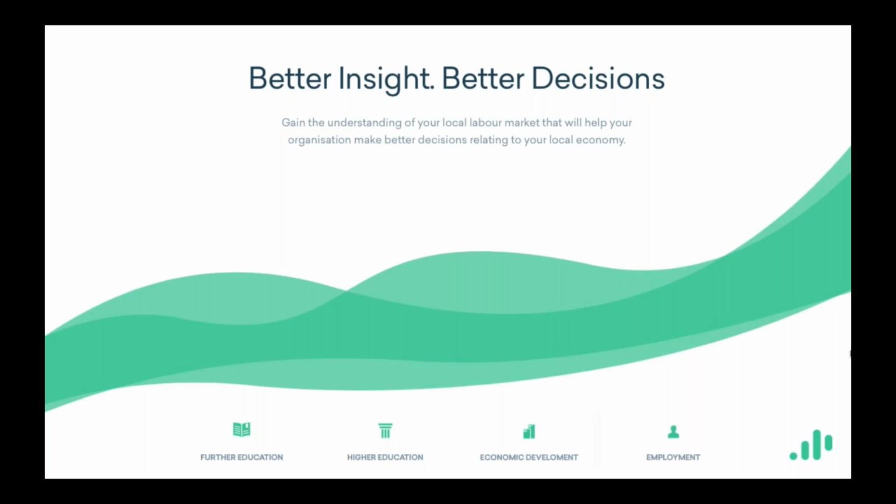And what makes it slightly different with us is that we go right down to a very granular level of detail. So if you're familiar with industry classifications, SIC codes, or occupational classification, SOC codes, we go to 4-digit level, which means that's a lot of detail.